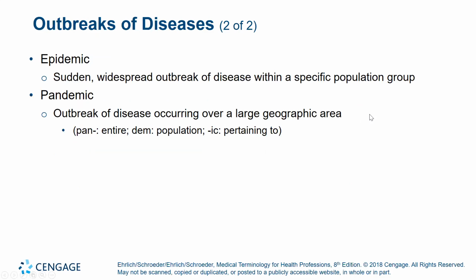We have epidemic, a sudden widespread outbreak of disease within a specific population group. We have pandemic, pan, breaking that term down, is entire, dem is population, ic is pertaining to. So it's an outbreak of disease occurring over a large geographic area, pandemic. An epidemic example would be just a common cold. The pandemic example would be AIDS.